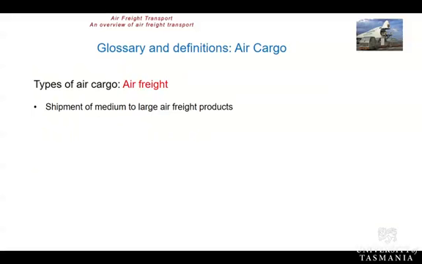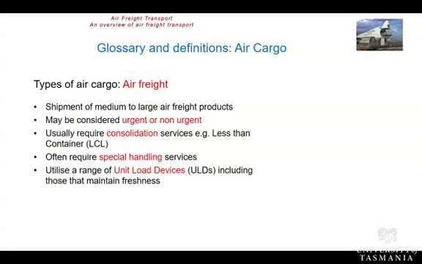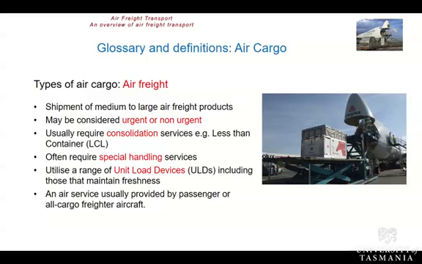Air freight. Now, air freight is the shipment of medium to large air freight products. They may be urgent or they may not. They usually require some form of consolidation. So when we use the term consolidation, it usually means repacking into a more consolidated container, to a full container, if you like. Sometimes it might require special handling services, and usually much of the goods that are carried in air freight are on unit load devices, or ULDs. An air service can be provided by passenger or all-cargo aircraft. So that's our air freight.